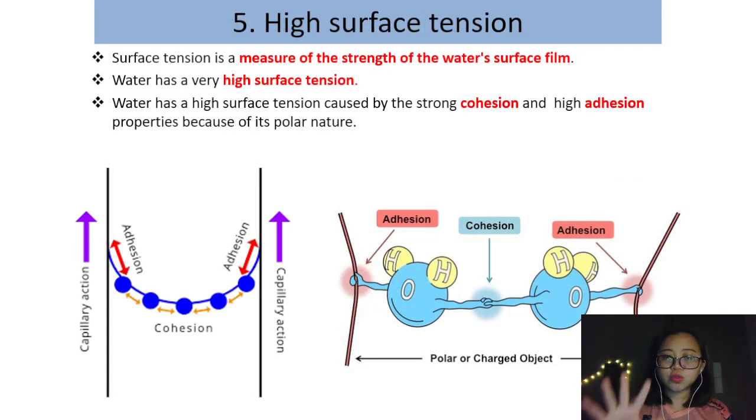Right, let's move on to number 5. Number 5 unique property of water is high surface tension. Surface tension is a measure of the strength of the water's surface film. Okay? Ketegangan permukaan air. And water has a very high surface tension. This high surface tension is because of the strong cohesion and adhesion properties of water.